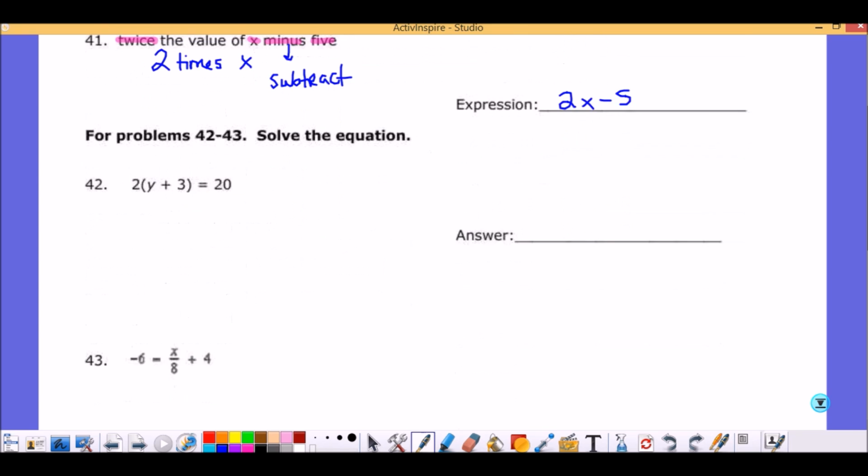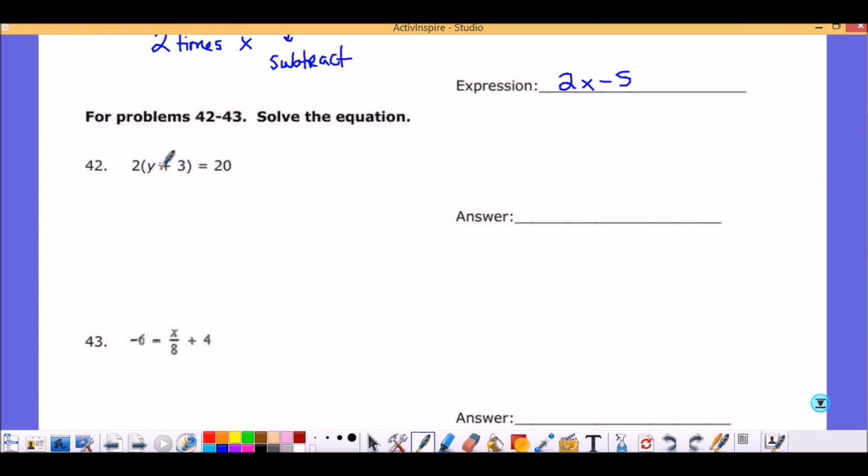Problem number 42 and 43, we're going to solve the equation. This is first 6 weeks. All right, so now I'm going to find my invisible 1, and I'm going to multiply, or what we call distribute. So I have 2y plus 6 equals 20.